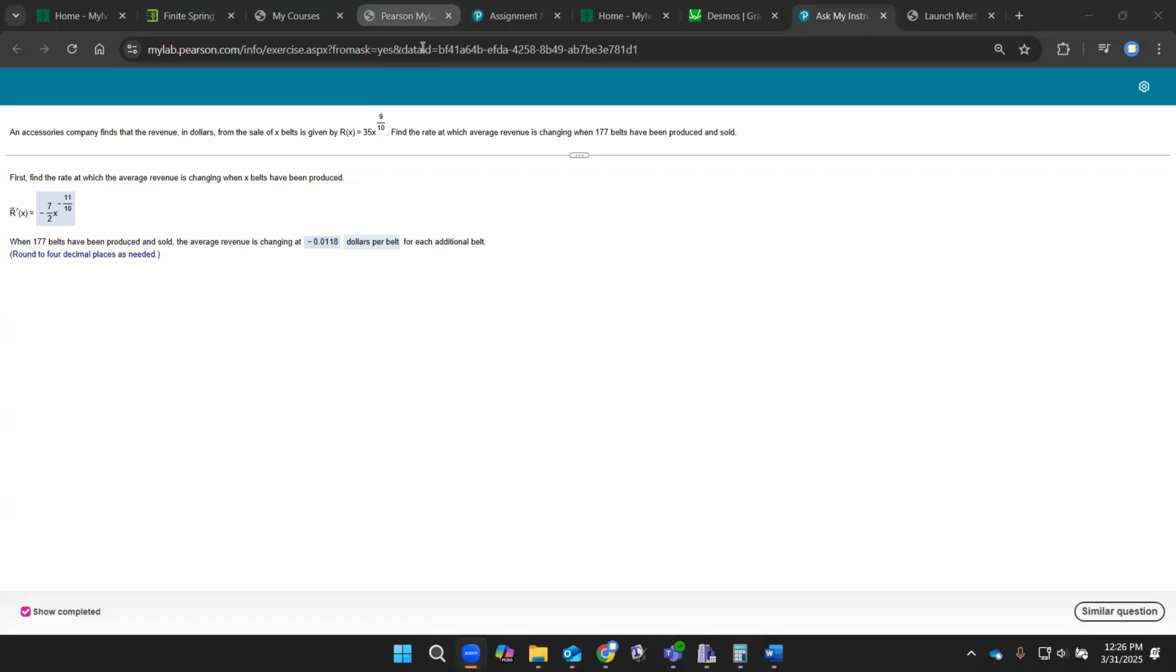Let's take a look at this problem and see what's going on. We are given the function of revenue. Where that comes from, we do not know. It's just given to us, and they want to know average revenue. Well, average revenue, which has a little bar on top, is defined to be the revenue divided by the items.